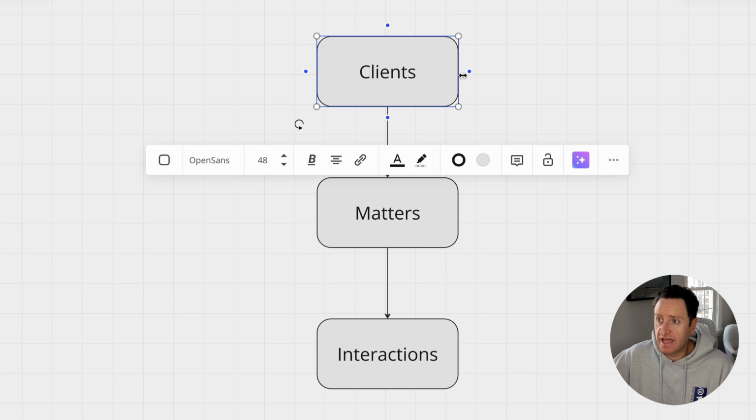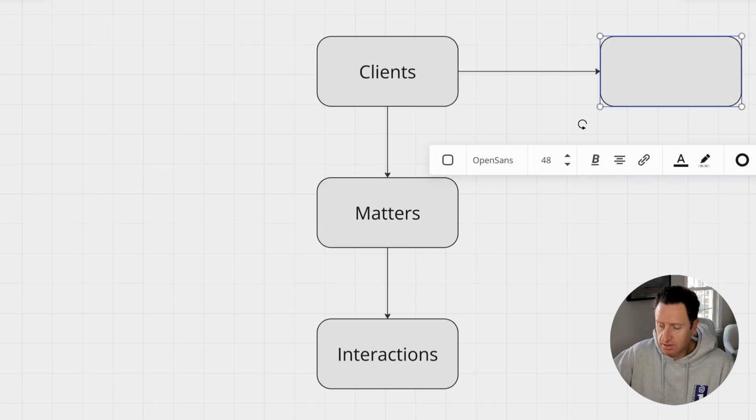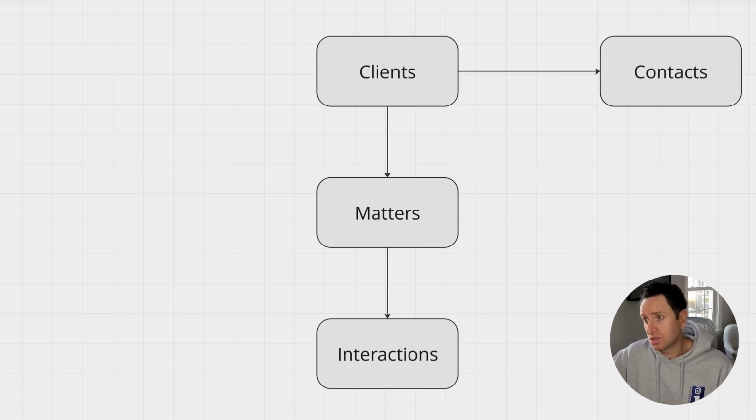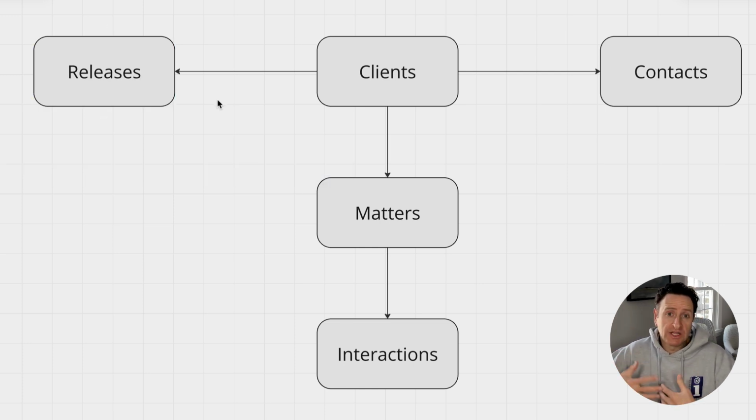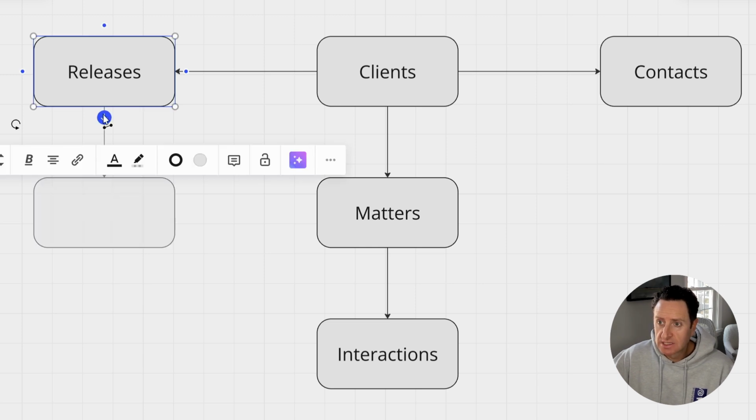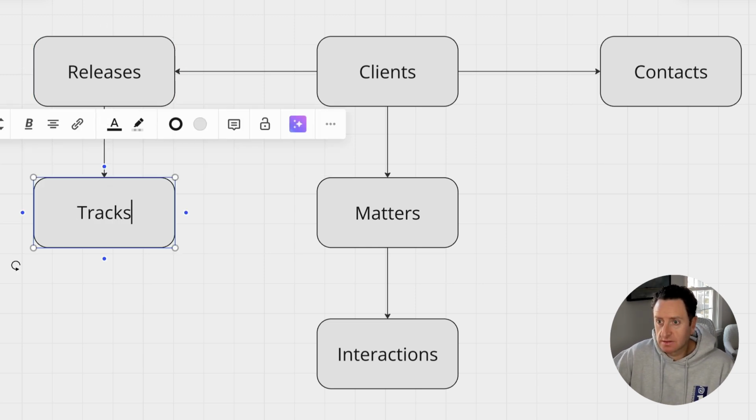What else does clients have? Clients have contacts. This could be managers. This could be the people in the band. These could be whatever. There also needs to exist a releases table, because to the extent that we are trying to clear an entire album of songs because we represent the artist who's releasing that music, we need to have a way to structure the relationship between releases and tracks, okay?